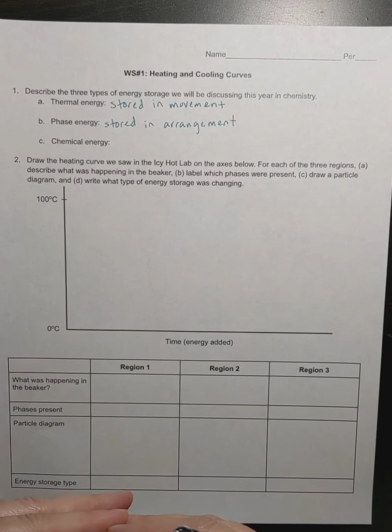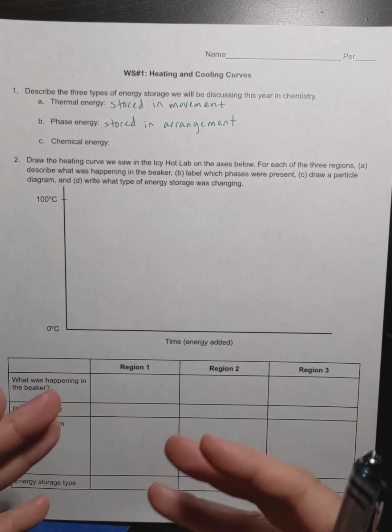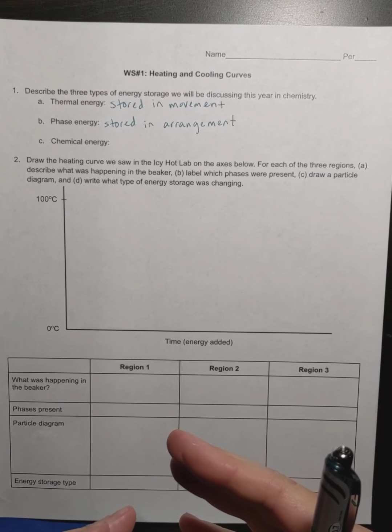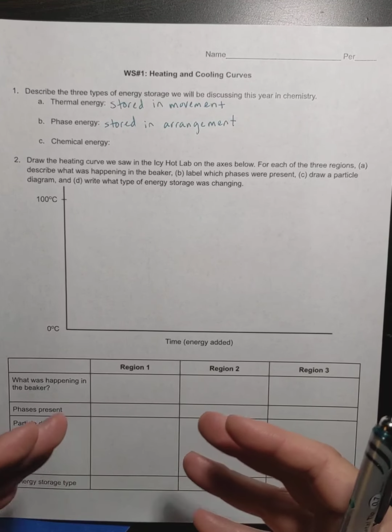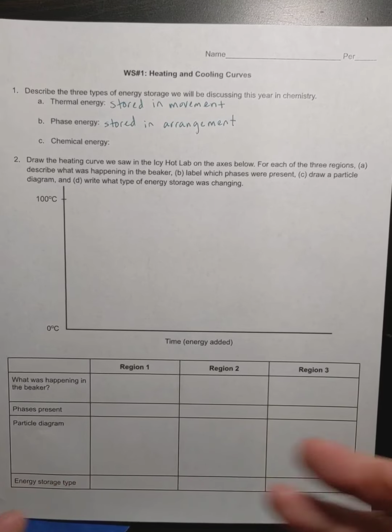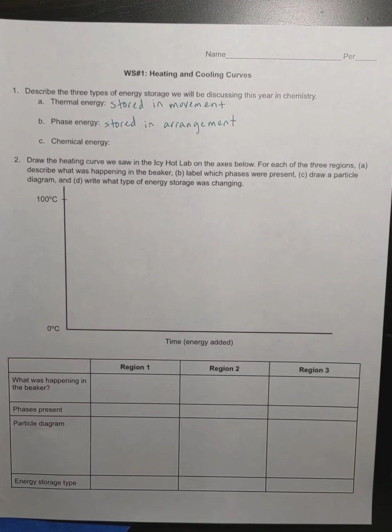In a liquid, there's more energy, so they're able to overcome those attractions and slide around. And then in a gas, they've overcome the attractions completely, and they can fly apart and not be attracted to any other particles anymore. So that's what we mean by the arrangement of particles.